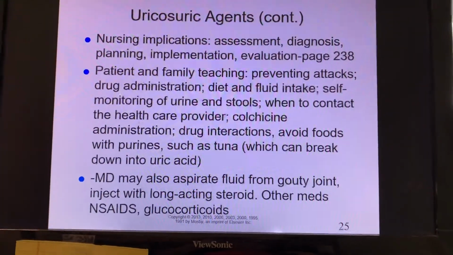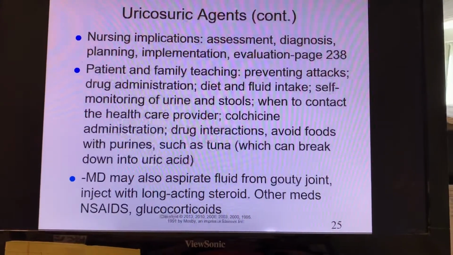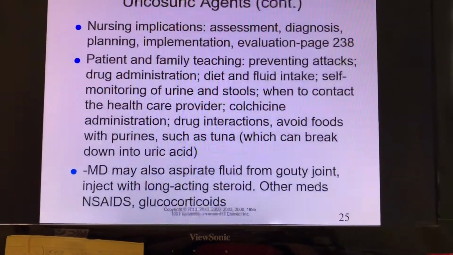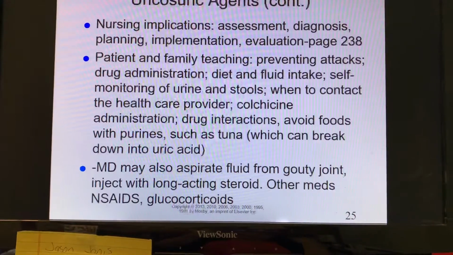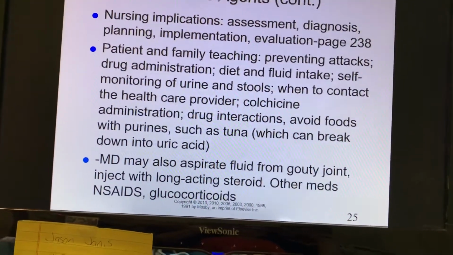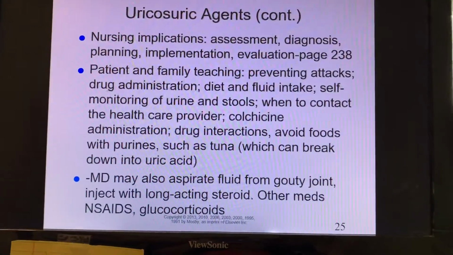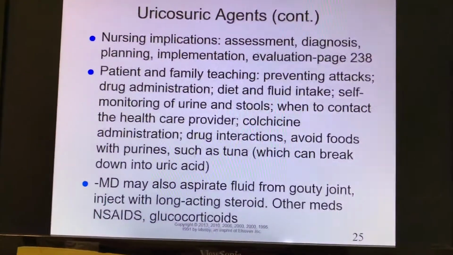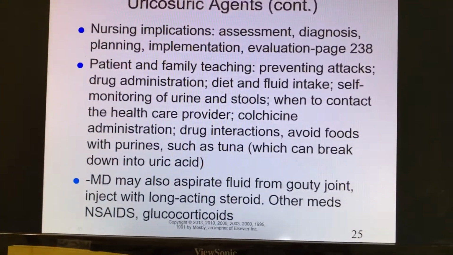Like I said, the MD can also aspirate fluid from a gouty joint. Does not sound fun at all, but sometimes they'll take out the fluid and then inject it with a long-acting steroid, and that can help. And then, like I said, NSAIDs for discomfort.